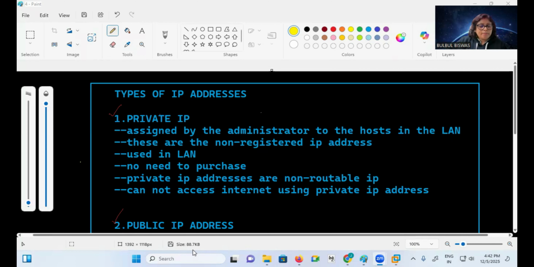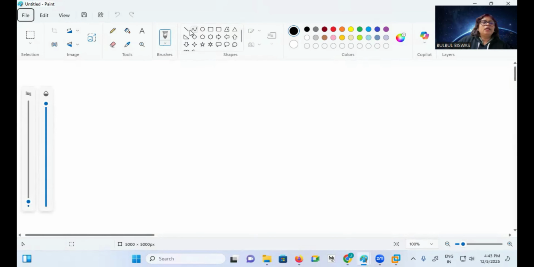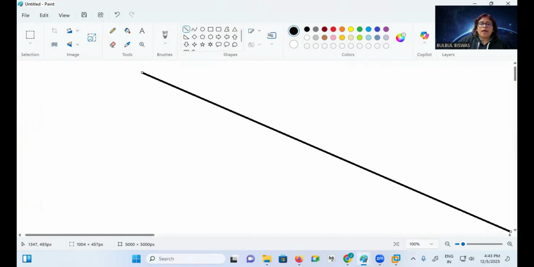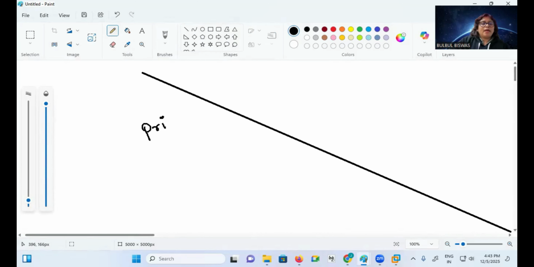So always remember one thing. In the world, we have divided the network into majorly two parts. One we call private and another we call public. Private means we consider it LAN, and if I go for the public, we consider it WAN.